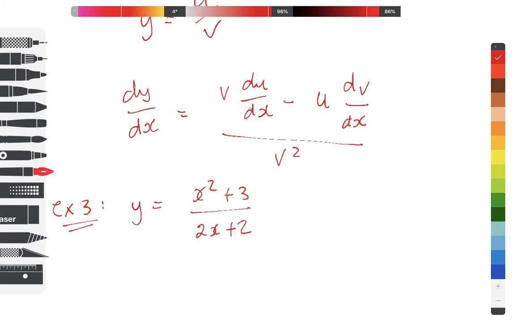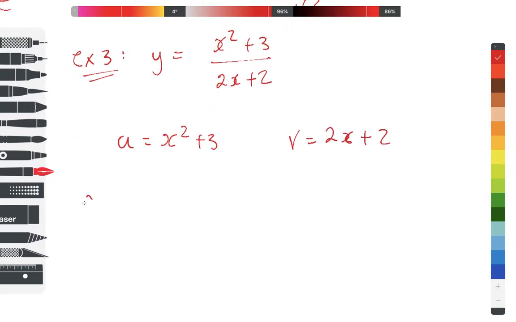Okay. Now this should be alright to see. I'm going to say that u is x squared plus 3, and v is 2x plus 2. Okay. Now I'm going to do the derivative of u, which I hope you can do, which is 2x, and the derivative of v, which is just 2.